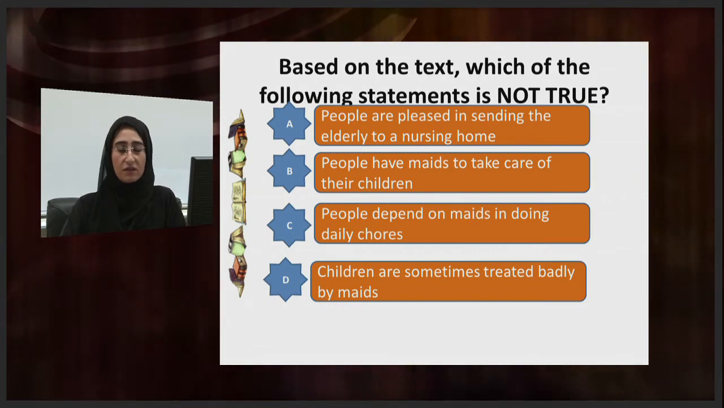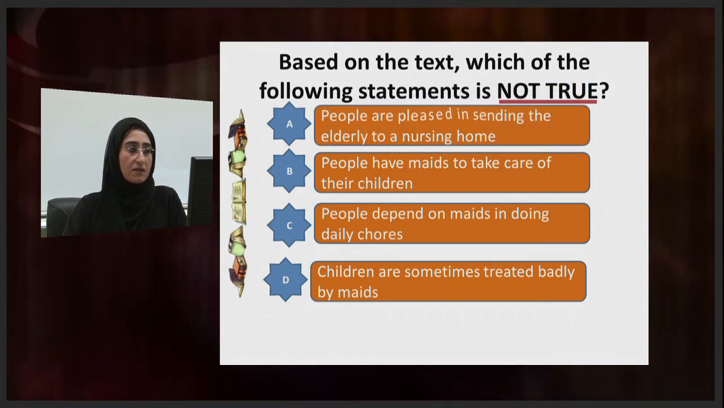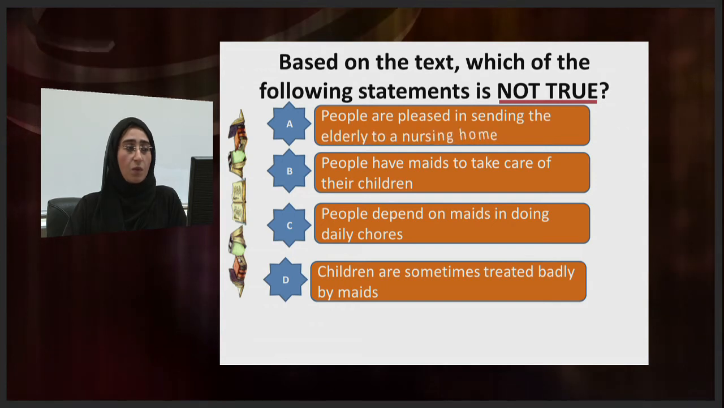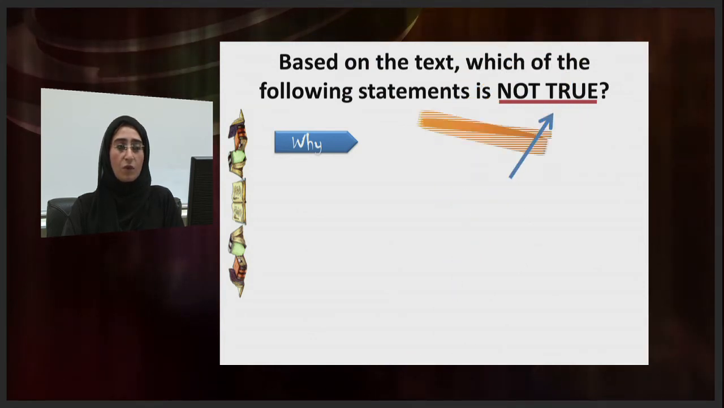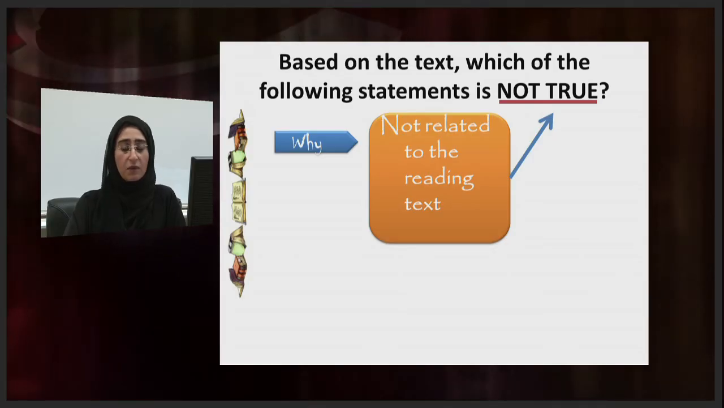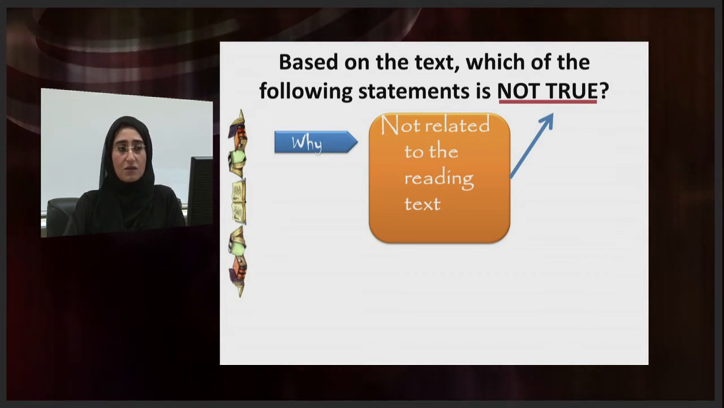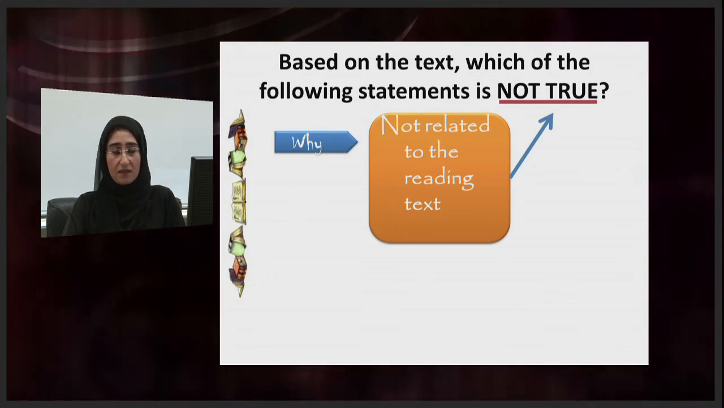I think that you got it, but we need to go back to the reading text again to get the right answer. So here the right answer is A. Why is it A? Because of the word not true. When I say not true, I mean by that it's not related to the reading text. So which one was not related to the text? Elderly. People are feeling happy or feeling pleased to send their old people to the nursing house. And this is not mentioned in the text.